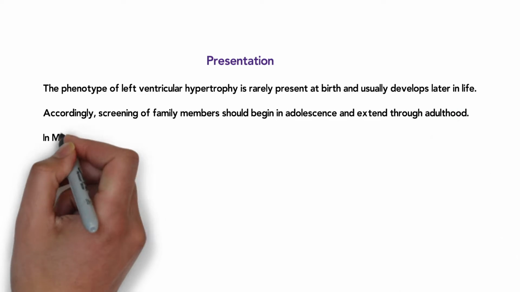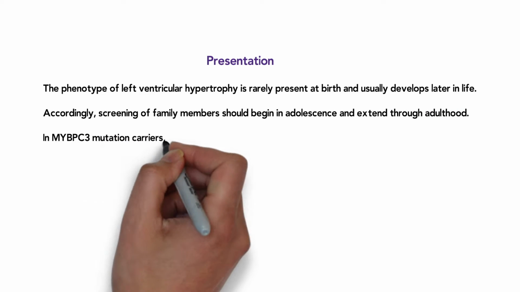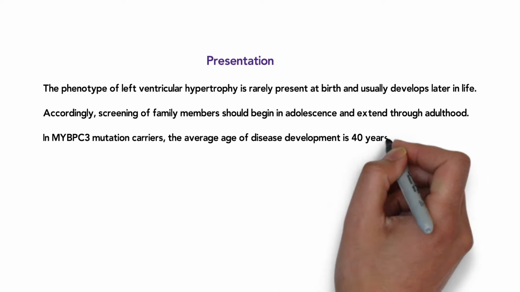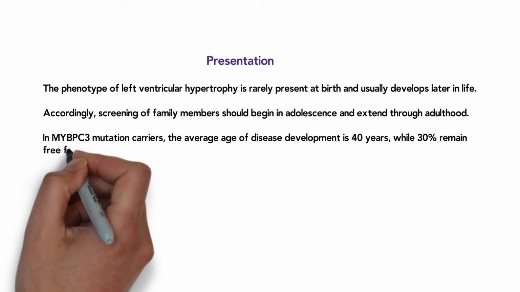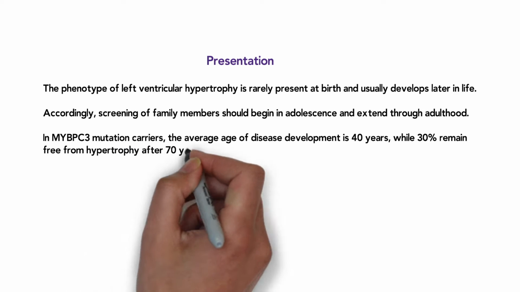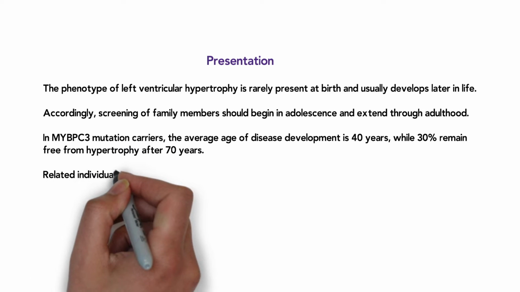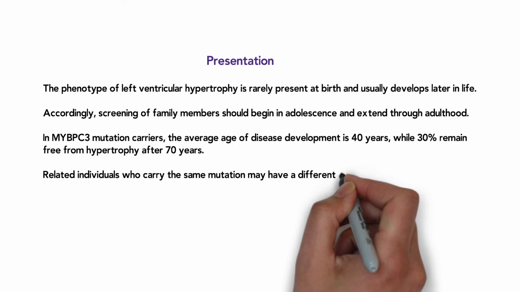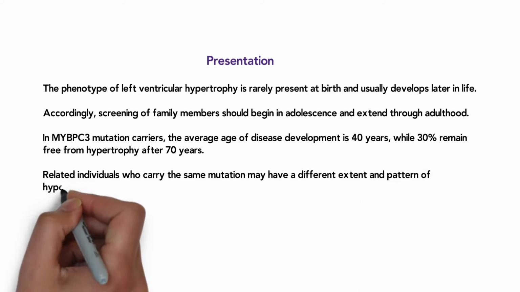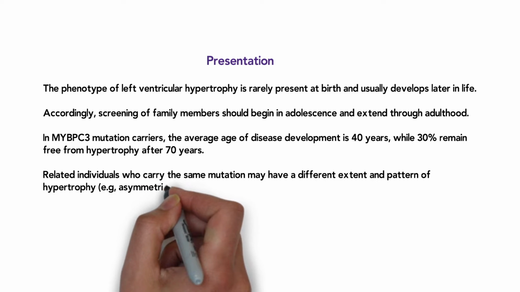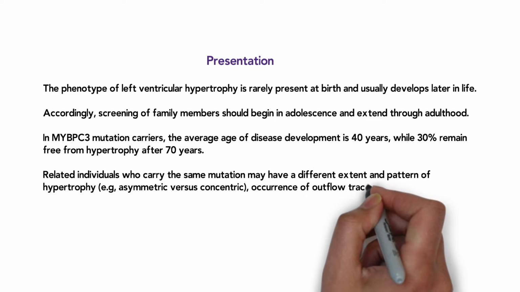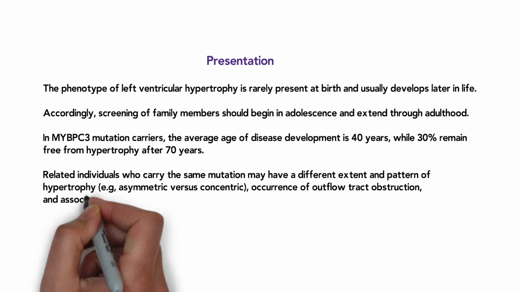In MYBPC3 mutation carriers, the average age of disease development is 40 years, while 30% remain free from hypertrophy after 70 years. Related individuals who carry the same mutation may have a different extent and pattern of hypertrophy, for example, asymmetric versus concentric, occurrence of outflow tract obstruction, and associated clinical outcomes, for example, sudden death, atrial fibrillation.